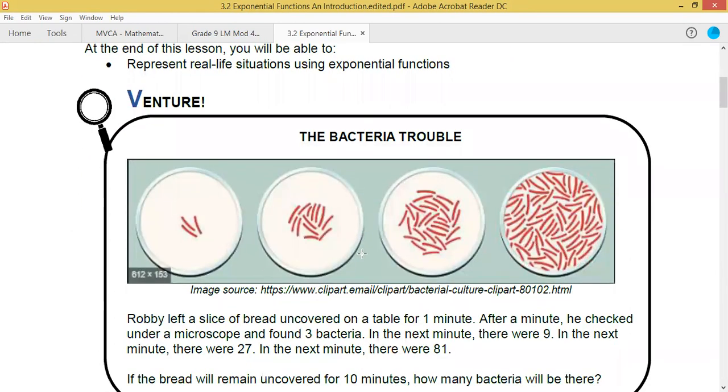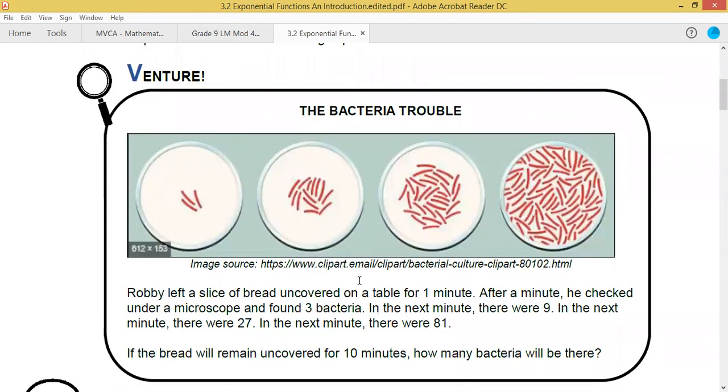For your venture activity, here's the bacteria trouble. Ruby left a slice of bread uncovered on a table for 1 minute. And after a minute, he checked under a microscope and found 3 bacteria. In the next minute, there were 9. In the next minute, there were 27. In the next minute, there were 81. If the bread will remain uncovered for 10 minutes, how many bacteria will be there?